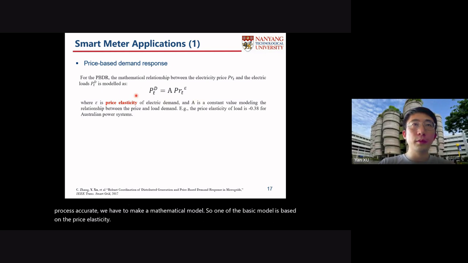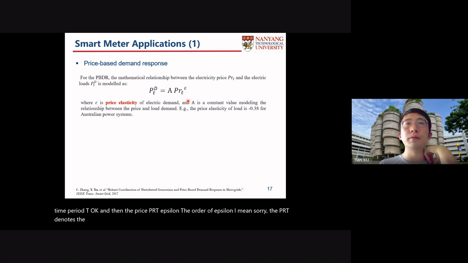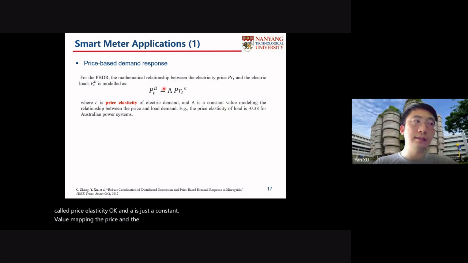So here you can see this formula. We use PD(t) to denote the power demand at a certain time period t. Then the price PR(t) to the order of epsilon. The PR(t) denotes the price at a certain time period, and the epsilon, the order value epsilon, is the so-called price elasticity. And the A is just a constant value mapping the price and the electricity demand. You can just take it as a unit value, as per $1 for each kilowatt hour.